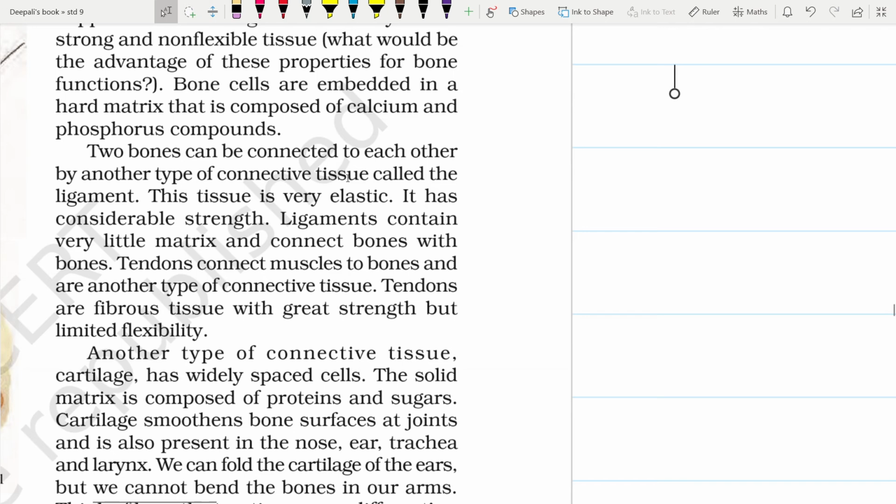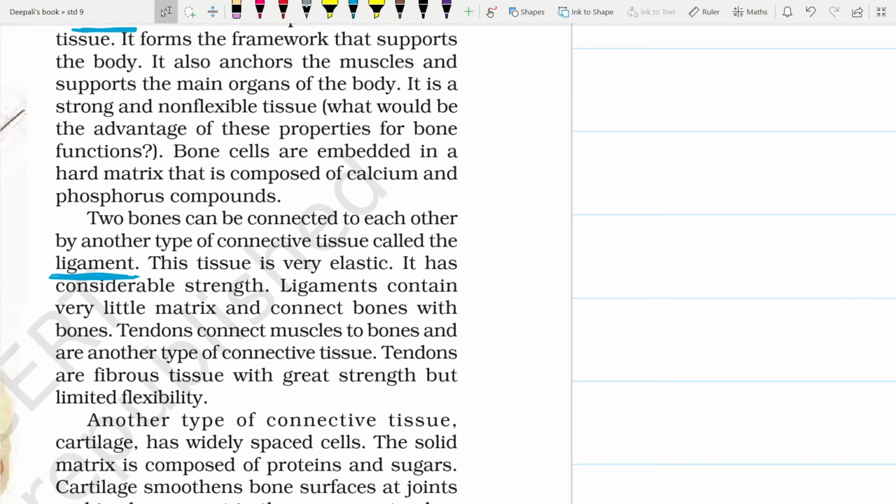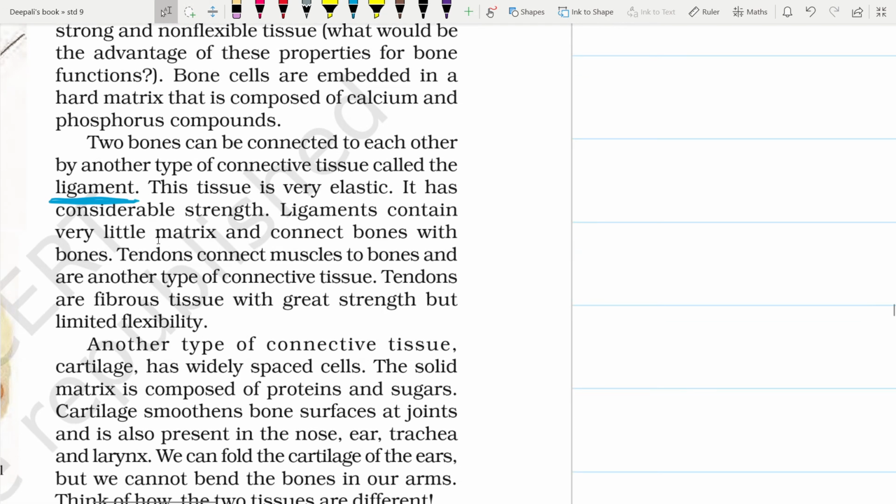So another connective tissue is ligament, bone and then the ligament. The function of bone is to give shape and structure to our body, and ligament connects the two bones. This tissue is very elastic and has considerable strength. Ligaments contain very little matrix and connect bones with bones. Now next is tendons. Tendons connect muscles to the bones and are another type of connective tissue. Tendons are fibrous tissues with great strength but little flexibility.